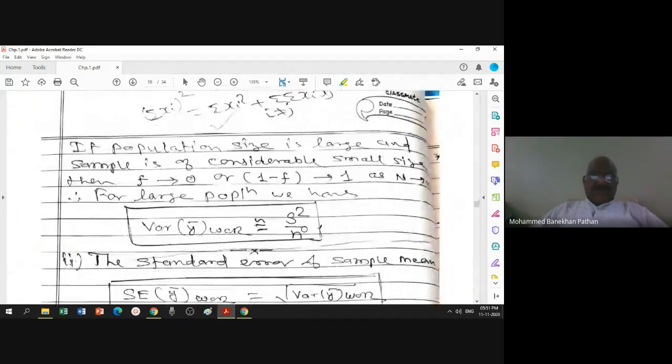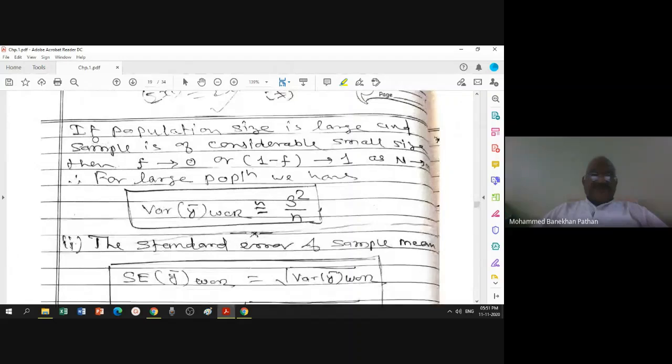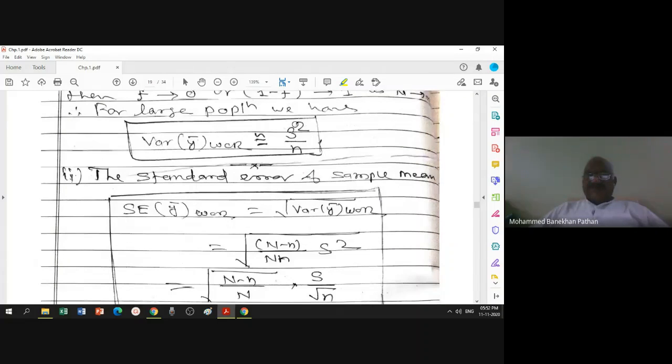Remark number 2, that is just now I said, if the population size is large and the sample is considerably small, then f goes to 0, 1 minus f goes to 1 as N goes to infinity. So the variance of the sample mean is approximately S square by n in both samplings, and the standard error is the root of this.